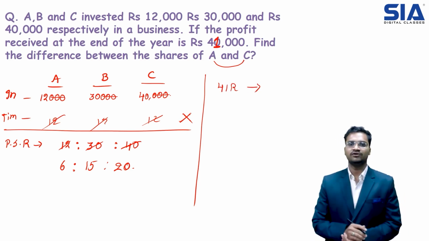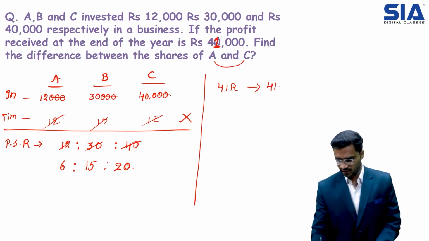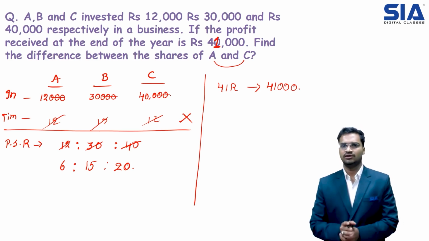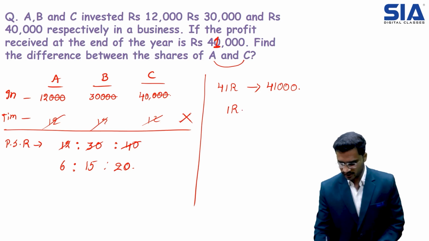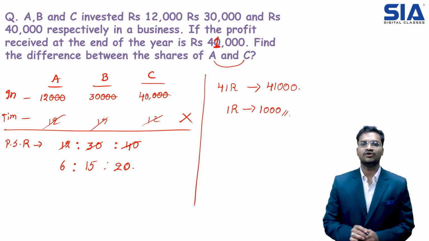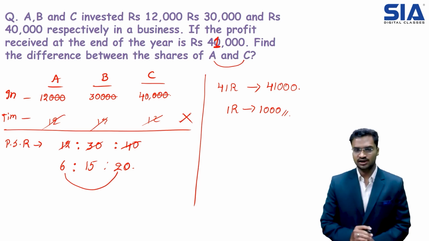So if 41 ratios is equal to our total profit of 41,000, then 1 ratio will become how much? 1 ratio will become 1,000. So what do we have to find? We have to find the difference between A and C.